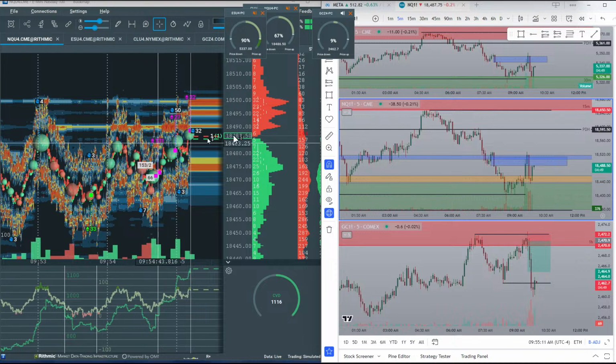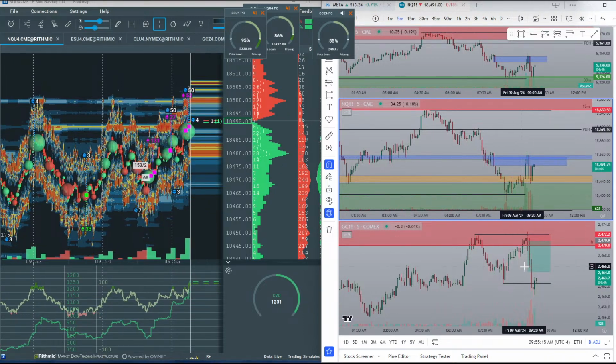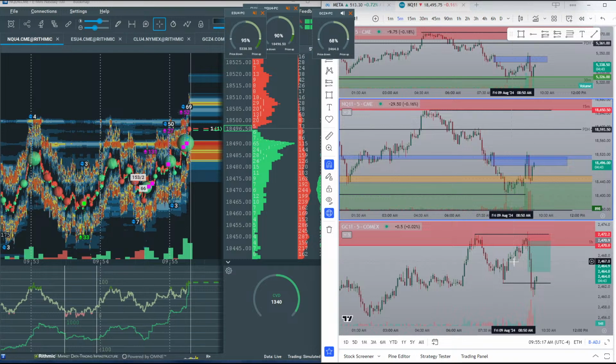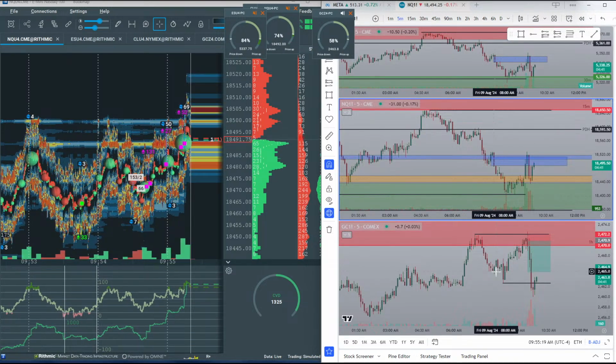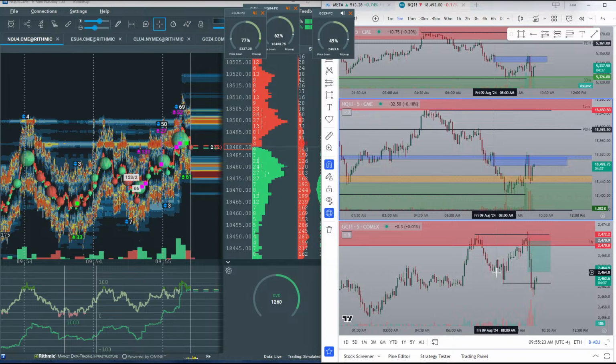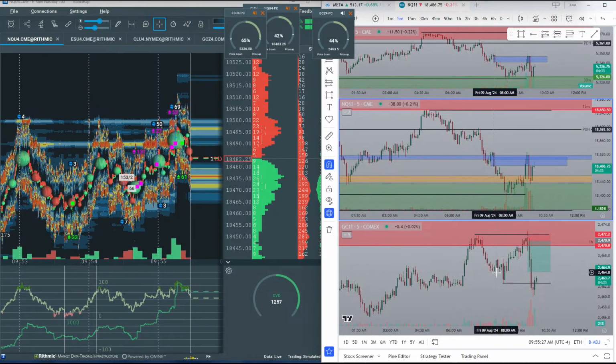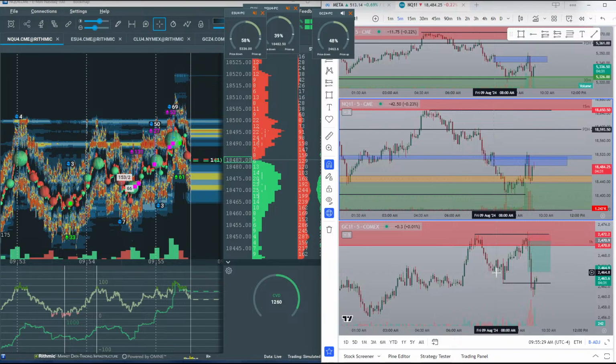Look at these buyers. Again, I want to see these buyers come in. Gold starting to pull back as well. Real good to have different indices, different futures, whatever you're trading, different stocks, whatever you're trading. It's good to have a handful of them because guess what?